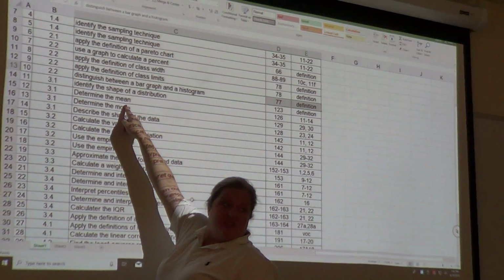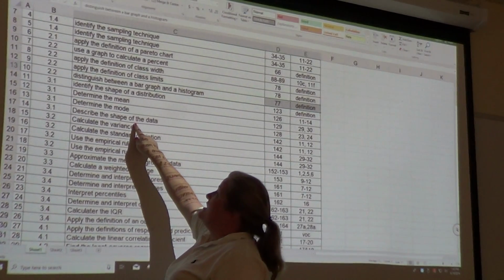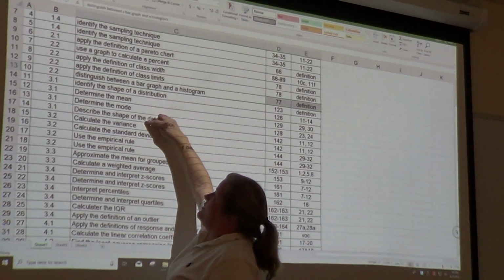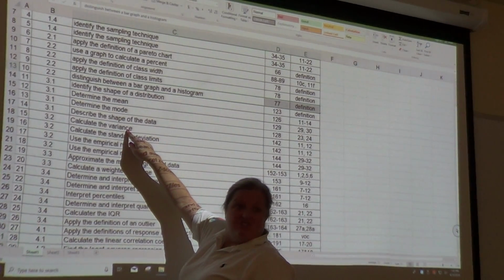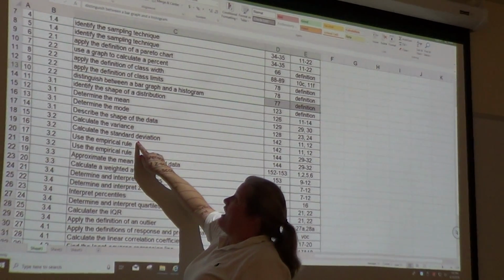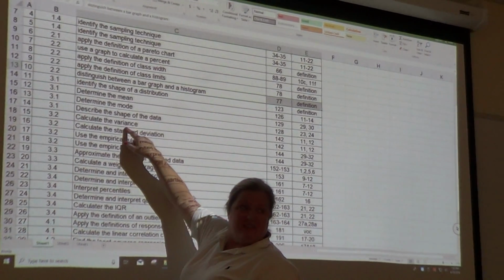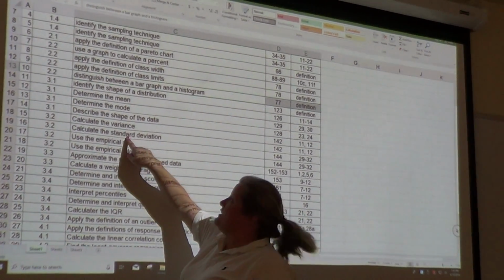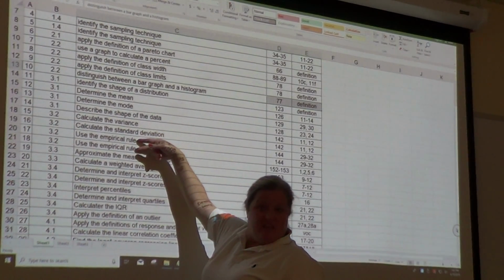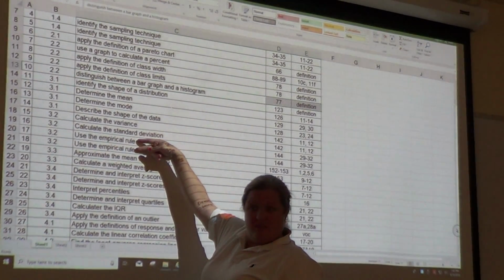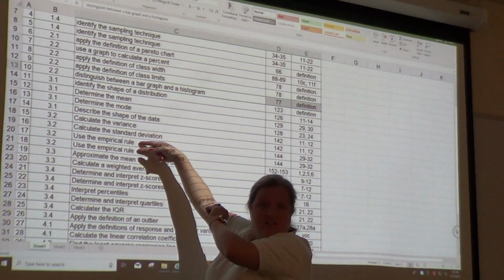Determining the mean, that's going to be your X bar. The mode is going to be the number that appears the most. The shape is going to be just like that one. The variance is going to be your standard deviation squared. Calculate the standard deviation, and I may be asking for population or I may be asking for sample. I didn't tell you. Use the empirical rule. You have 2 questions on that, the 68, 95, 99.7. You can either memorize those little baby numbers or not. It's totally up to you.